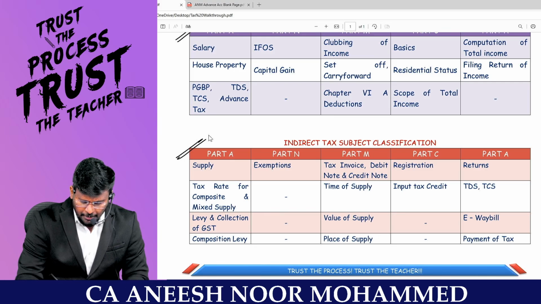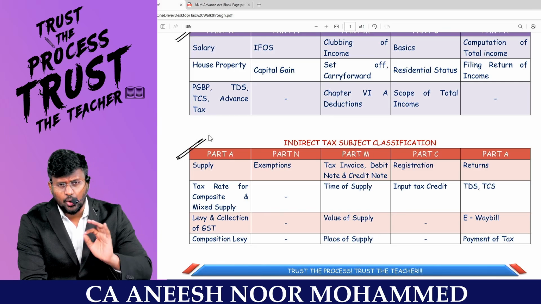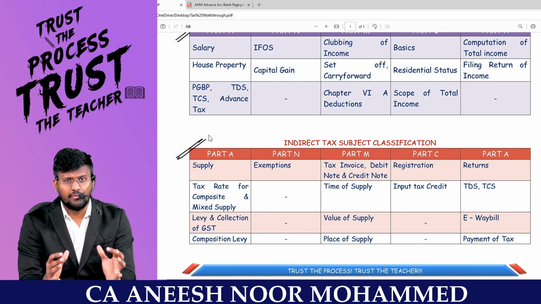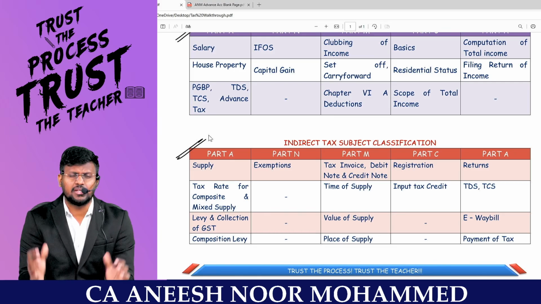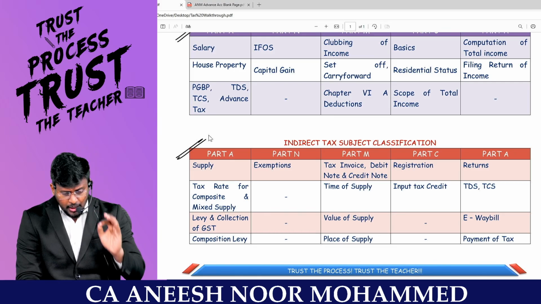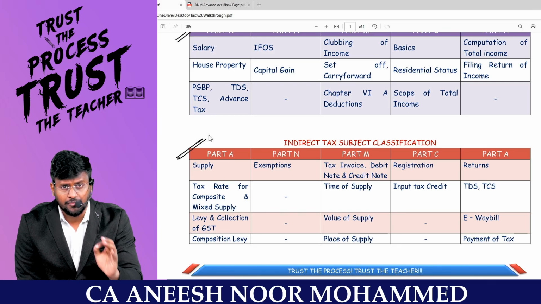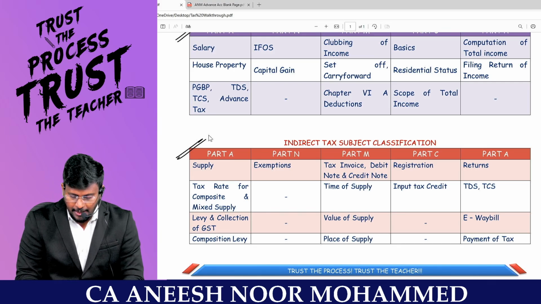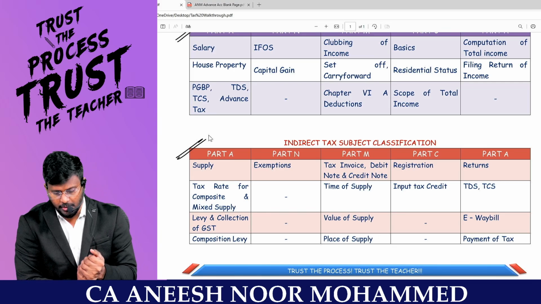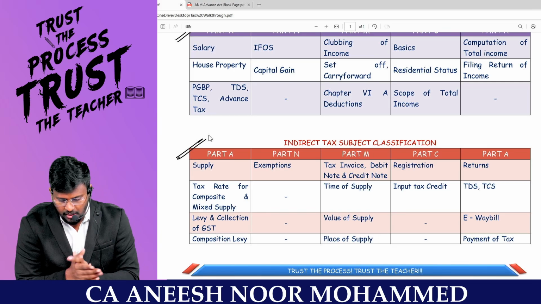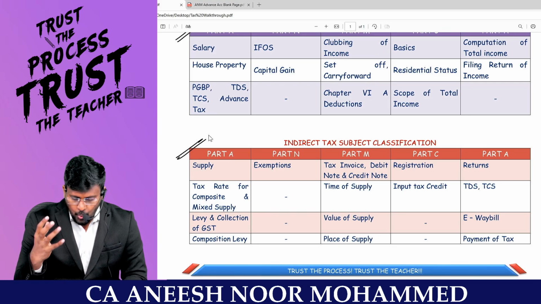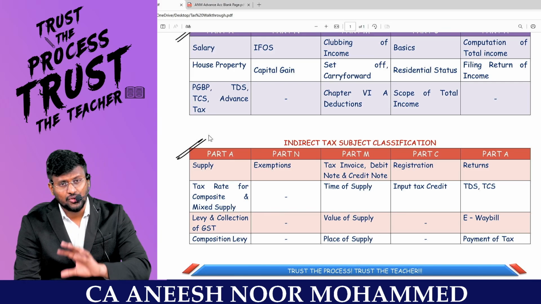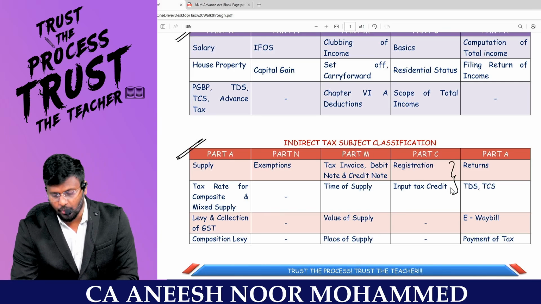And in part number 2, we are exclusively talking about exemption, because that is only one section, section 11, but we are having a lot of exemptions there. That will be very useful to solve the computation of GST payable, my dear lovable students. Then part 3, a very important part according to me: tax invoice, debit note and credit note, time of supply, value of supply and place of supply. Then part 4, registration and ITC, before we end up.